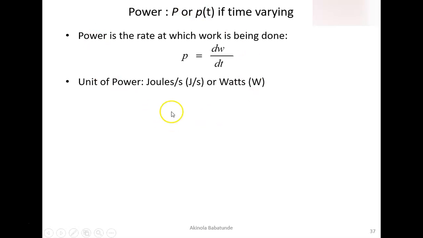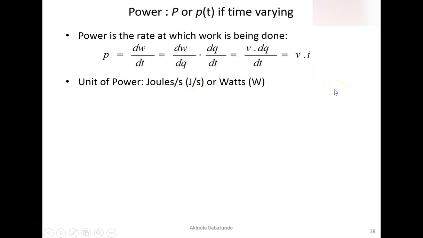So let's briefly talk about power. Power can be represented with a symbol P when the time is constant, and then it can be represented with P of t if the time varies. Power is defined as the rate at which work is being done. So we can say power is dW dt. Rate talks about time, so we have work done over time. And the unit of power is joules per second. Since work done is joules and time is seconds, the unit of power would be equal to joules per second, or it could be equal to watt. In that case, we can say 1 watt is equal to 1 joule per second.